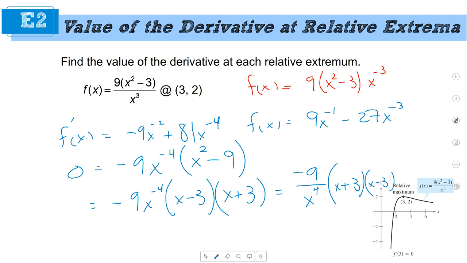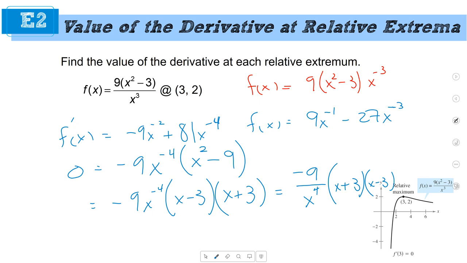Okay. So the reason I wanted to include this problem also is because we get that negative 9 over x to the fourth thing. I said that we get critical numbers when the derivative equals 0, but now all of a sudden we've got a term where the derivative would be undefined. Is that included as a critical number? And the answer is yes.